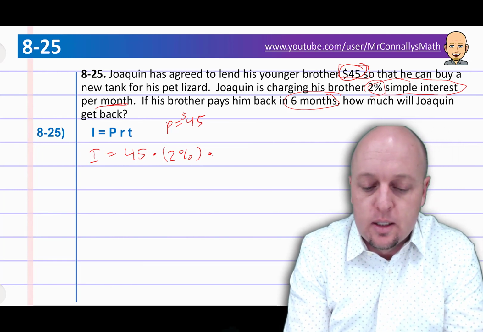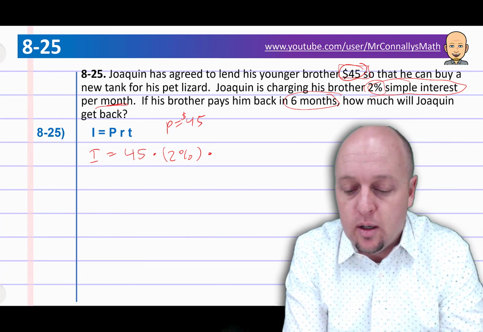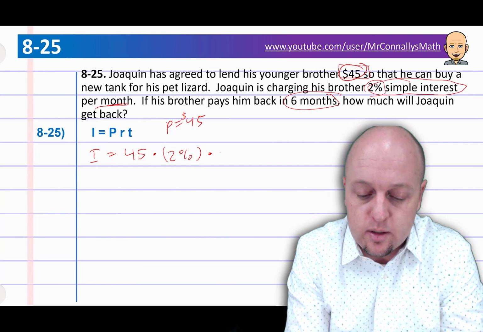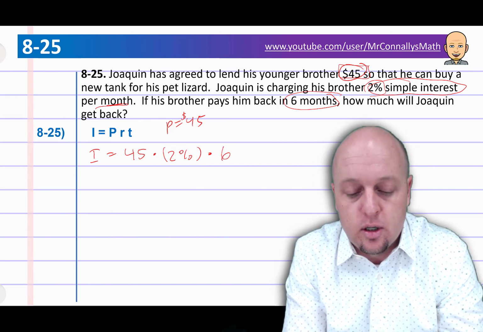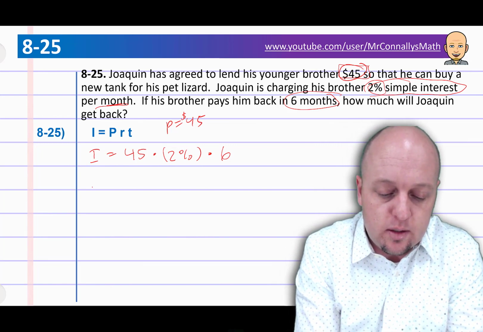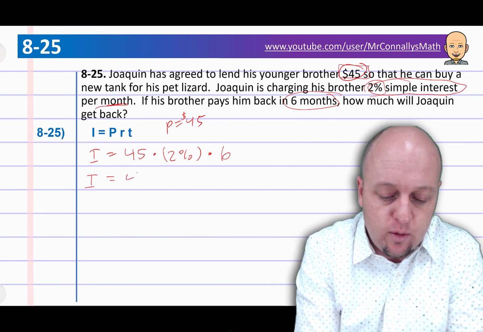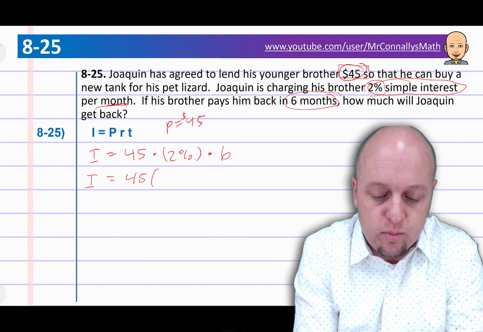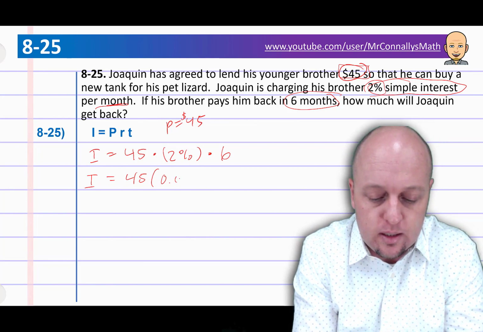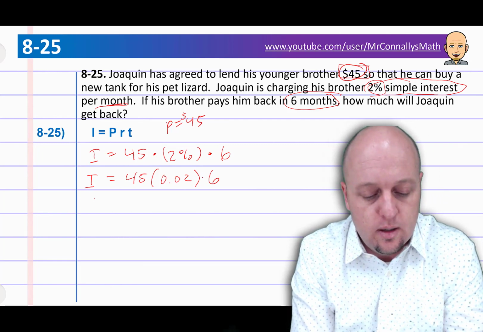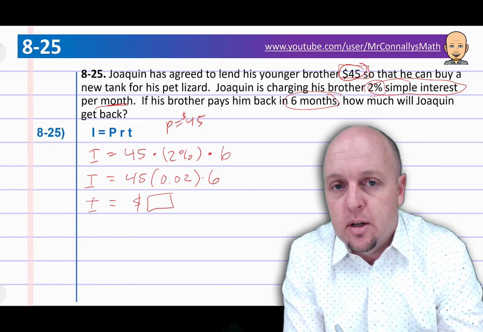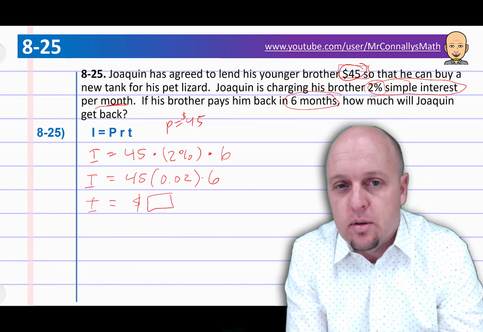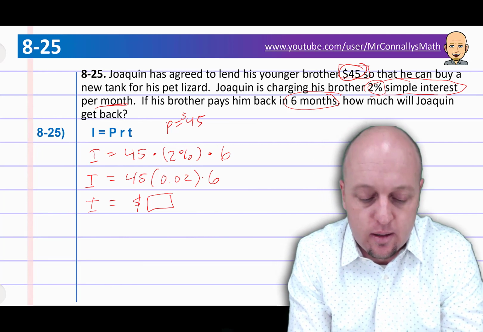Times 2% times the time. In this case, we're dealing with months. And so he wants to do this for 6 months to pay it back. Remember, every month he gets charged a little bit. So for 6 months, so that's going to be 45 times 2% is the same as 0.02. And then times it by 6. That'll be our interest. But that's not how much he pays back, right? That's just the interest. That's the extra he's got to pay.